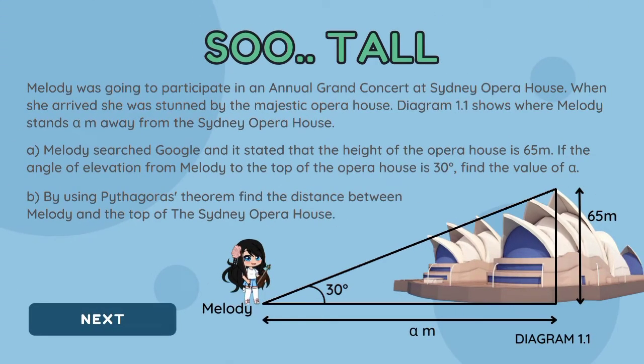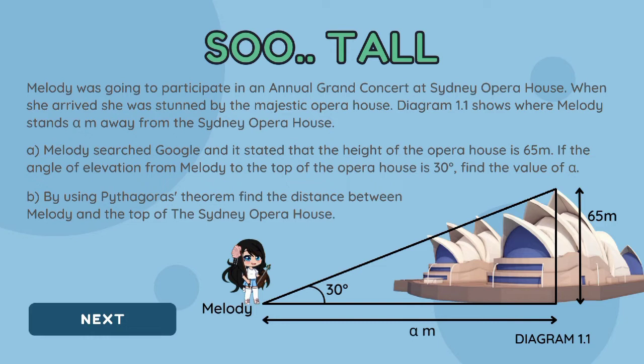Okay, now let's look at the first question. Melody was going to participate in an annual grand concert at Sydney Opera House. When she arrived, she was stunned by the majestic Opera House. Diagram 1.1 shows where Melody stands A meters away from the Sydney Opera House. Melody searched Google and it stated that the height of the Opera House is 65 meters. If the angle of elevation from Melody to the top of the Opera House is 30 degrees, find the value of A.